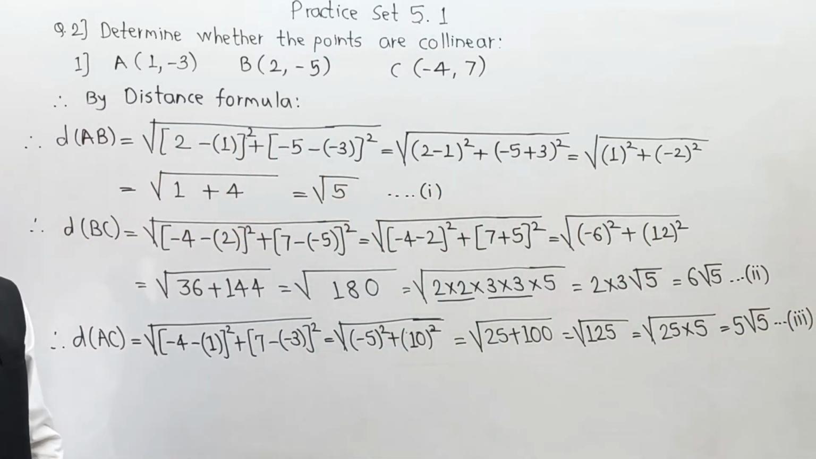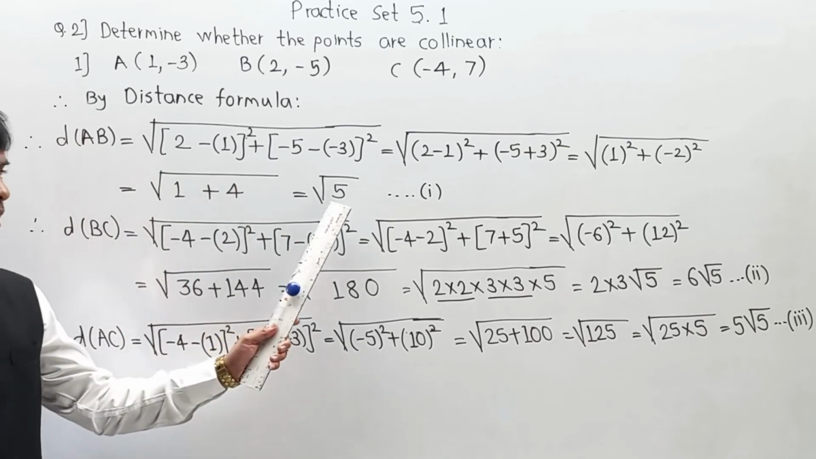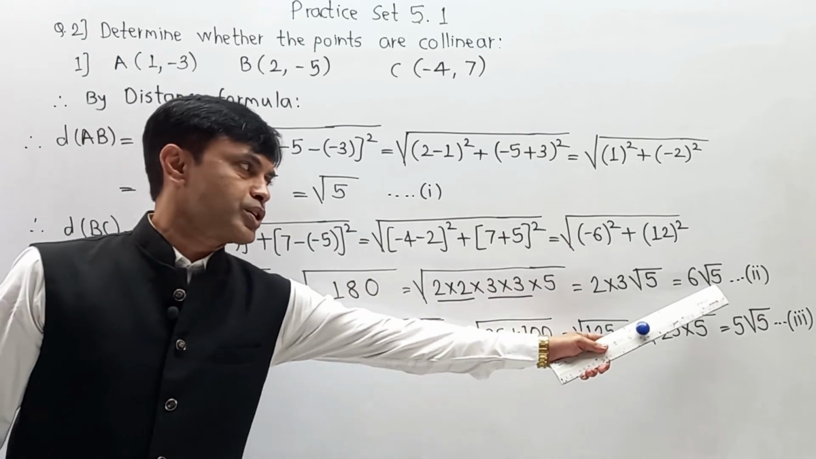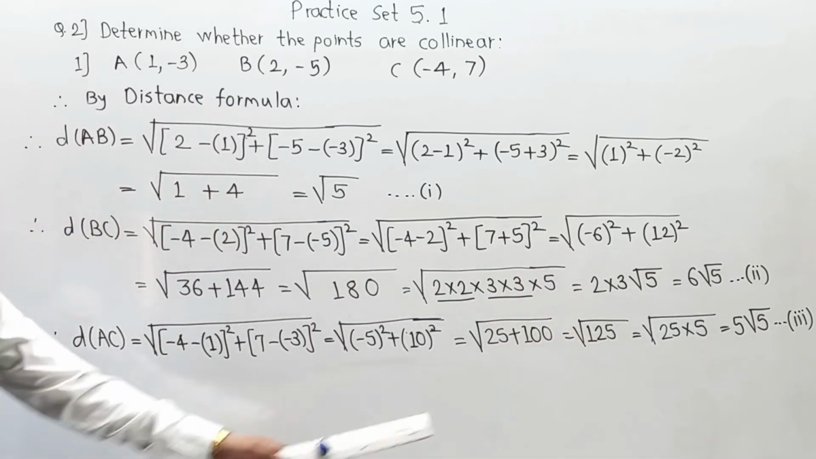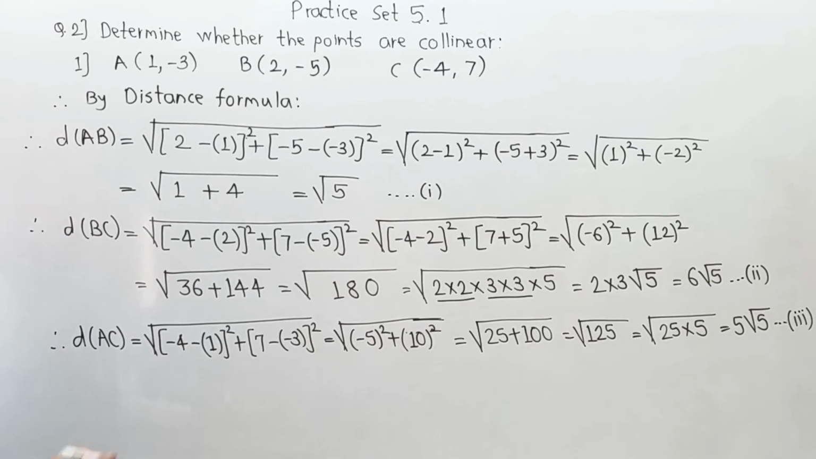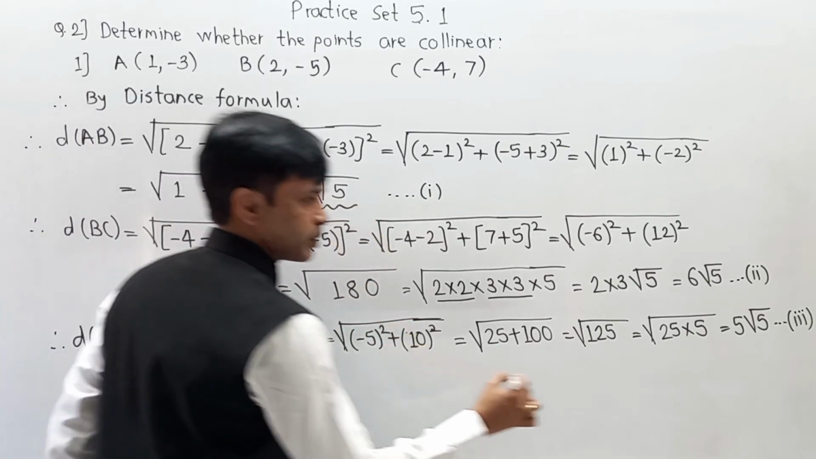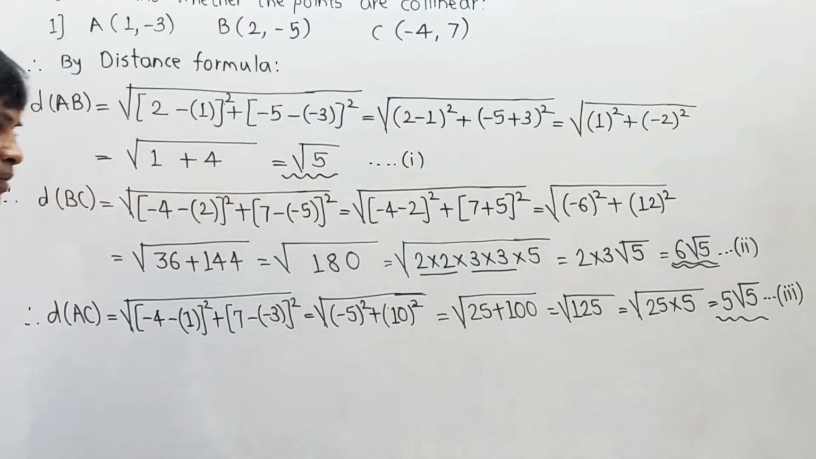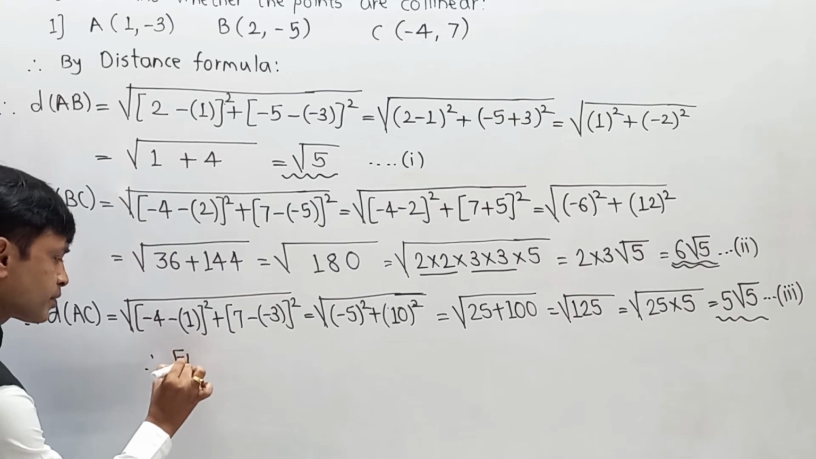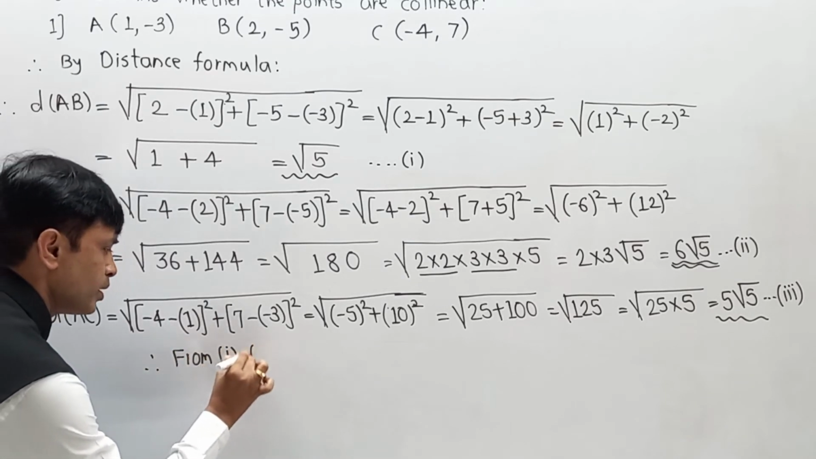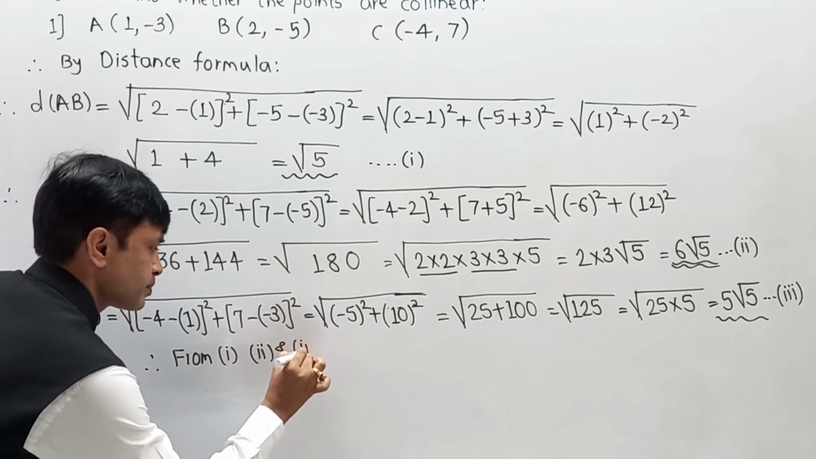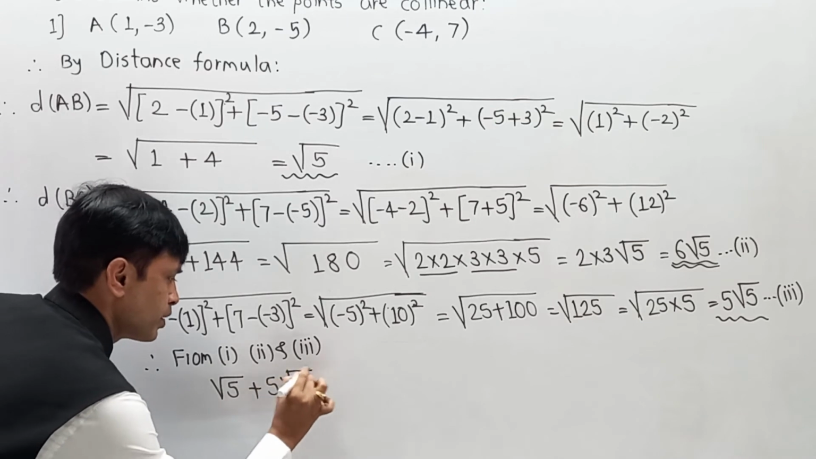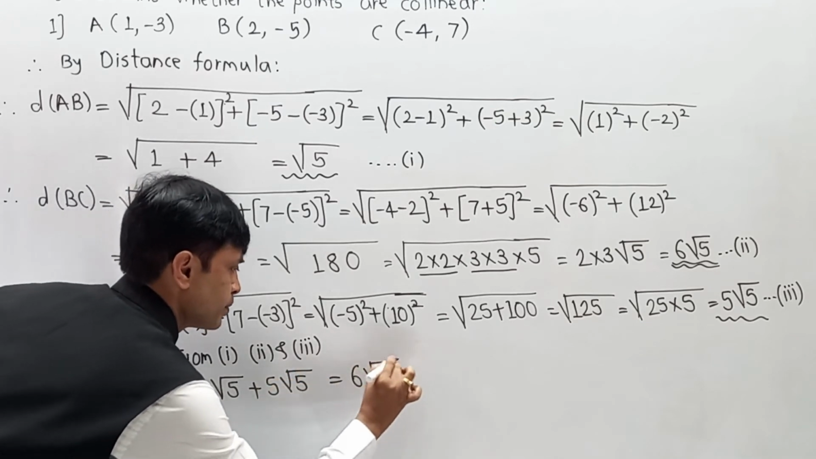Now one by one, please pay attention. Your first distance AB is root 5. Second, distance BC is equal to 6 root 5, and third, distance AC is equal to 5 root 5. Here you can say simply root 5 plus 5 root 5 is equal to 6 root 5. So you can have, from 1, 2 and 3, root 5 plus 5 root 5 is equal to 6 root 5.